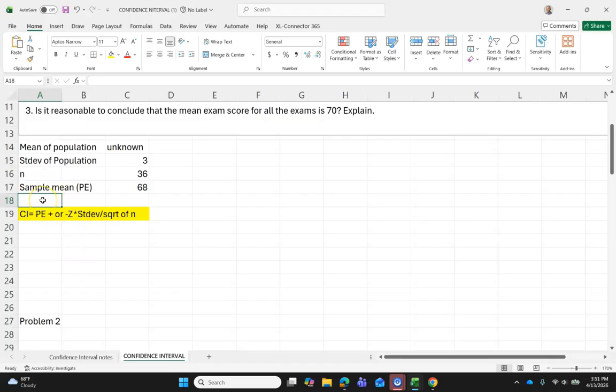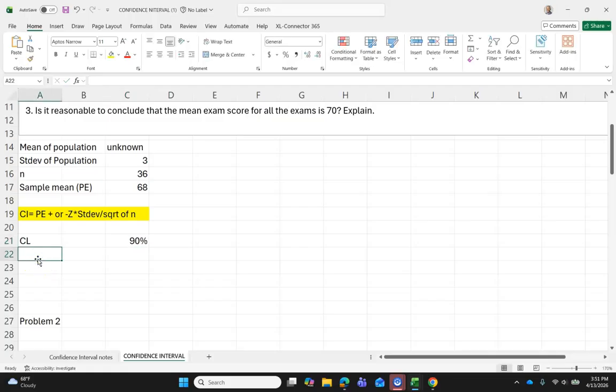So we need to find a z value. Let me write here z score. We can call it z score or z value, and we will find this z score when we know the probability. So let me go here and write confidence level, which is 90%.